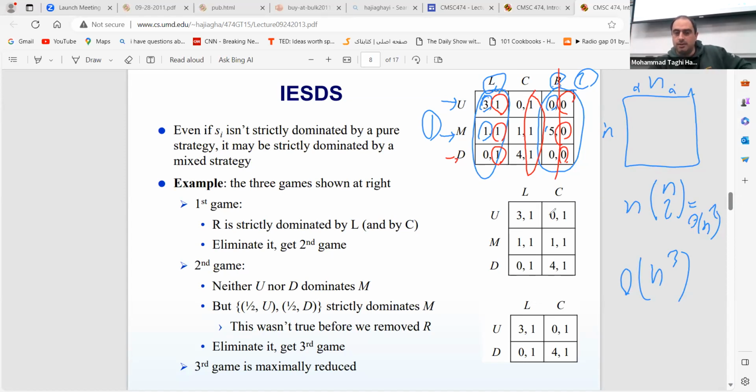Now, let's consider U or D for the first player, compared with M. Consider M versus U. If the second player is doing L, the first player gets 1 versus 3, so U is better off. But if the second player is doing C, he gets 1 here versus 0. So U does not dominate M, because in some cases M is better. What about D? D also does not dominate, because here it gets 1 versus 0 with M, and here it gets 1 versus 4. So neither U nor D dominates M alone.